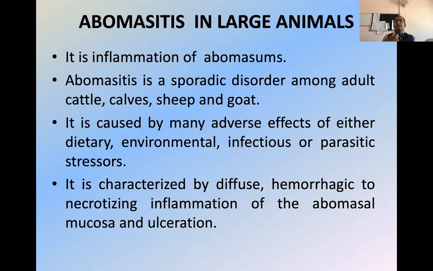So what does this abomasitis mean? It's the inflammation of the lining of the abomasum, and it's a sporadic disorder among adult cattle, calves, sheep, and goats. But unlike canine and feline, where gastritis is very, very common, if you see 10 dogs presented in a hospital, 4 to 5 are mostly suffering from gastritis because they have a habit of eating certain things. But in case of cattle, in case of ruminants, in case of sheep and goat, this is a sporadic disorder.